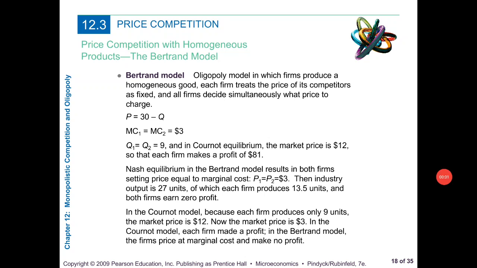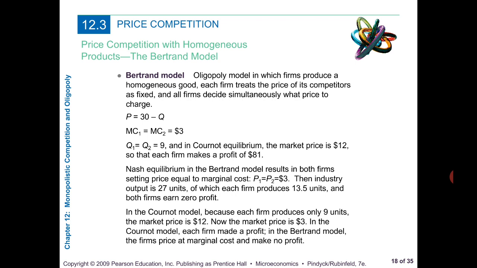Hello students, welcome back. This is Oligopoly, and this time we're going to look closer into how firms compete with each other in an oligopoly market using price strategies. Okay, so the first of the models will be the Bertrand model, where the product is the same, homogeneous.